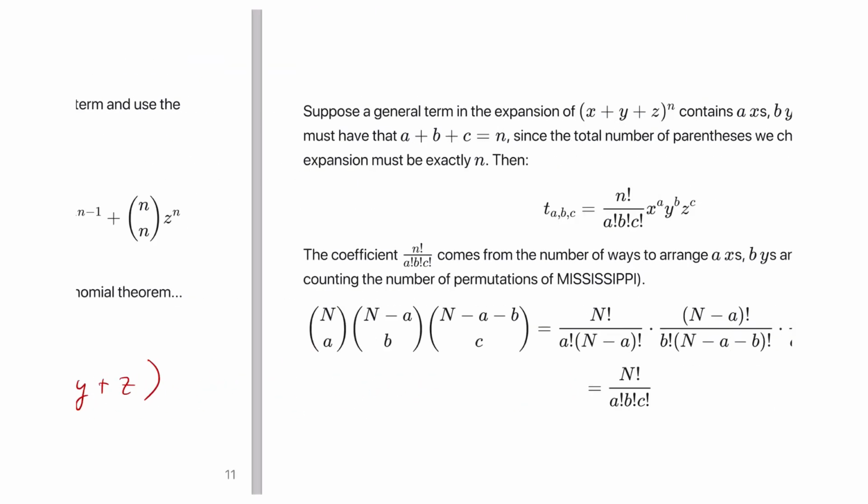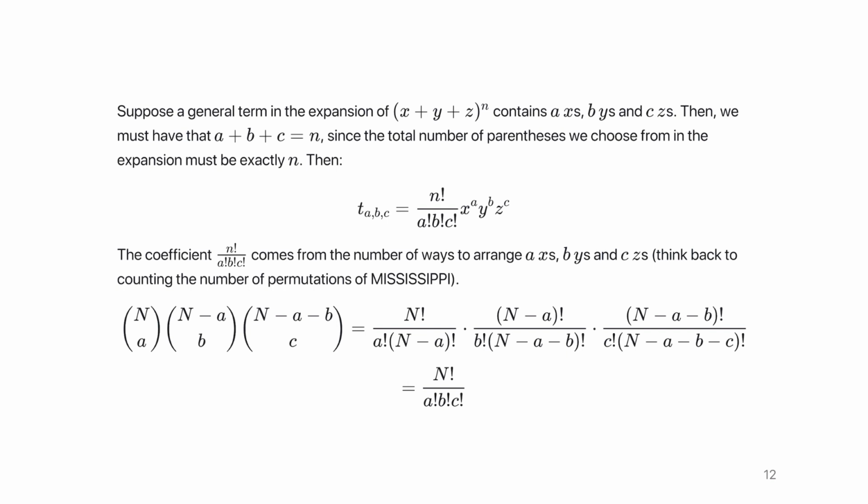Okay, so maybe the next slide will make it a little more explicit. Suppose a general term in the expansion of (x + y + z)^n contains a x's, b y's, and c z's. We know that the total number of things we choose has to be n, just like when the exponent on x was n minus k, the exponent on y would be k, so that the sum of their exponents, n minus k plus k, would be n. Because we have n parentheses, we need to choose one thing from each.